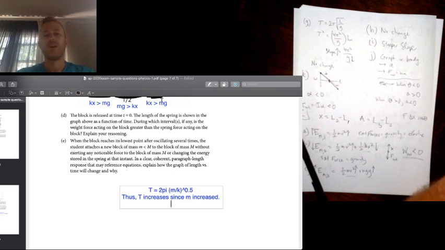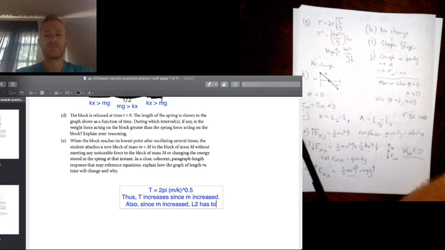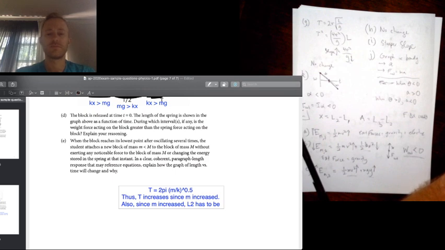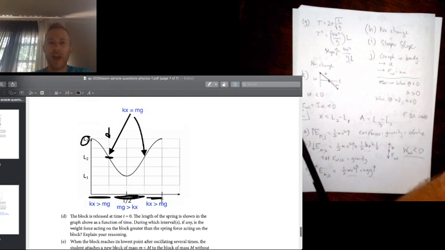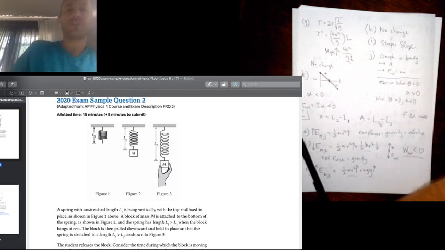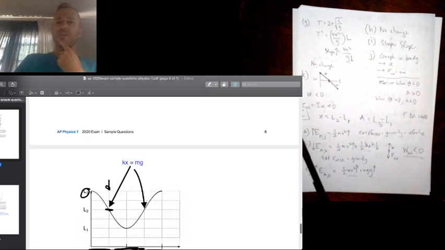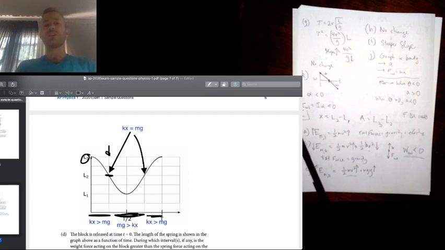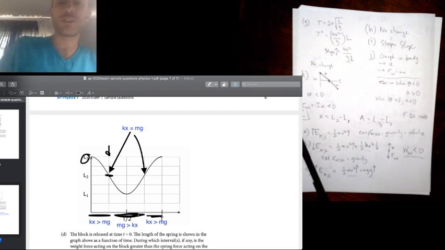Also, since the mass increased, L2 has to be bigger. Why would I say that L2 has to be larger? It's because at the equilibrium length, we have kx equals mg. So if we increase the mass, we have to increase the extension. So L2 is going to be bigger.